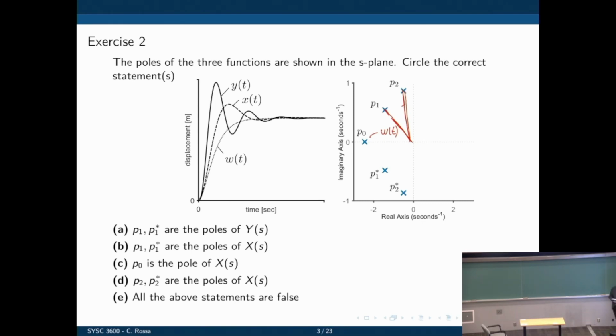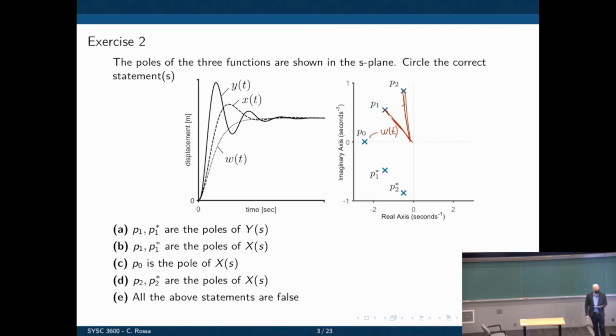Which one has the greatest natural frequency? Where is the natural frequency again? That's the distance from the pole to the origin. So you can say that P2 has a greater natural frequency. So P2 having a greater natural frequency, it will result in oscillations having a faster frequency. That's one thing we can tell about P2.